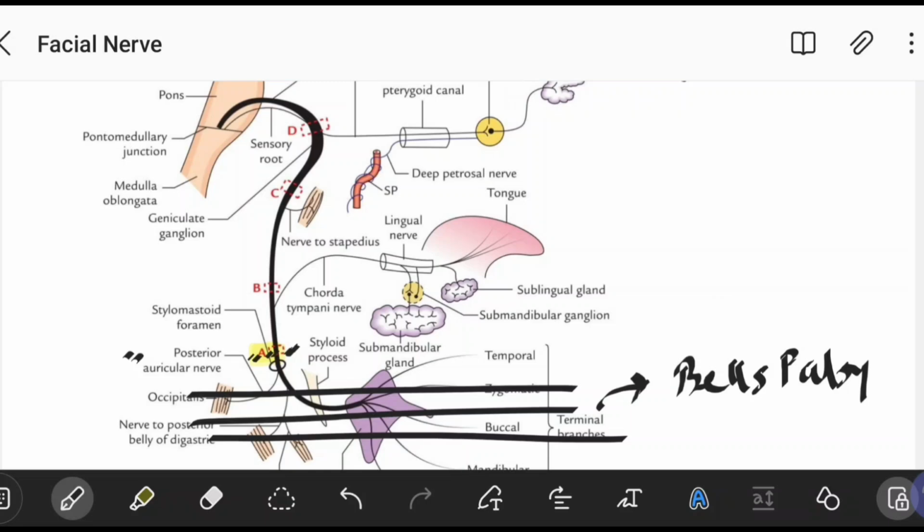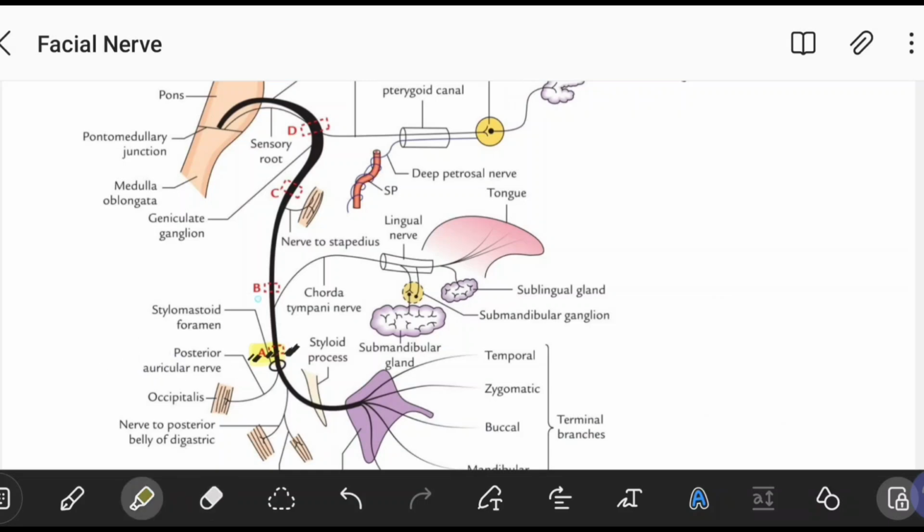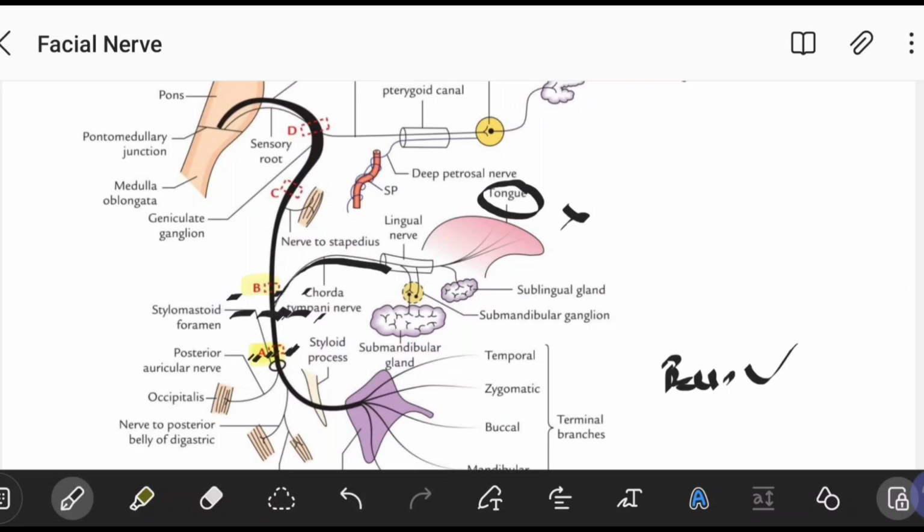Very important, alright. Then we go to site B. Now, if there is a lesion over here, there'll be Bell's palsy. Yes, there'll be Bell's palsy, plus there'll be loss of sensation in the anterior two-third of the tongue because the chorda tympani nerve is getting affected. This is another very important thing. Alright. So there are two things. If there is a lesion at site B, there's Bell's palsy plus anterior two-third of the tongue sensation is lost, and the motor supply to the sublingual and submandibular gland is affected.